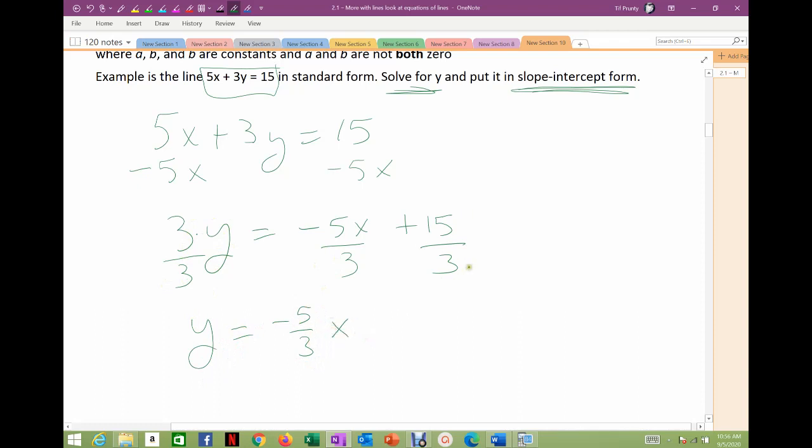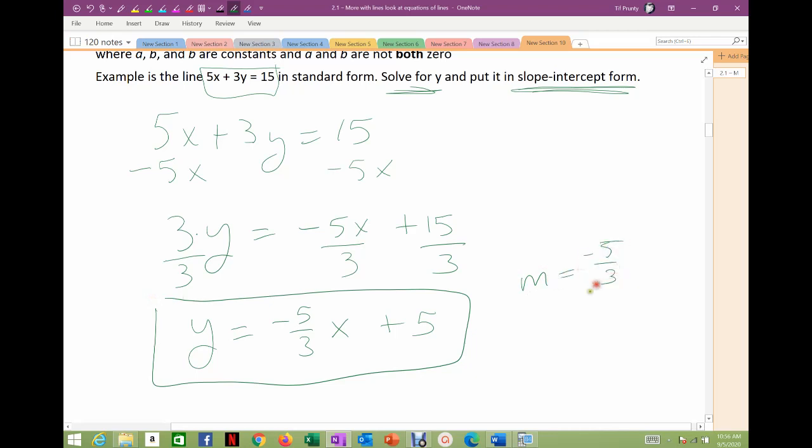And then this does reduce, so you should always reduce it. 15 is divisible by 3. I take 15 divided by 3, and that comes out to 5. And there is my y equals mx plus b. My slope is negative 5/3. My y-intercept is 5, or (0, 5). Which again allows us to graph things more easily. It allows us to know some important information about my lines, the way I can figure out my slope, which is important information. Alright, so we'll stop there.